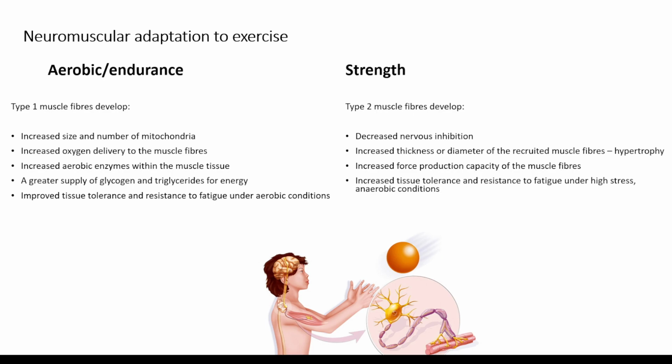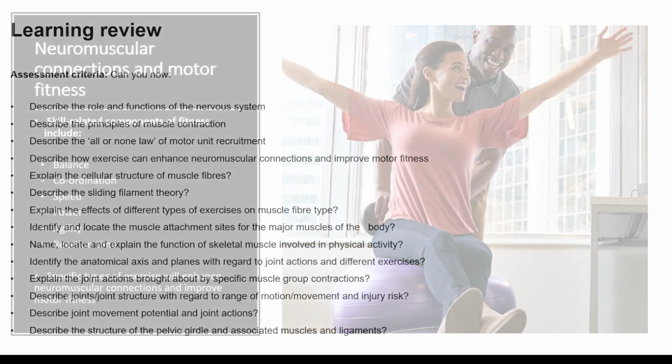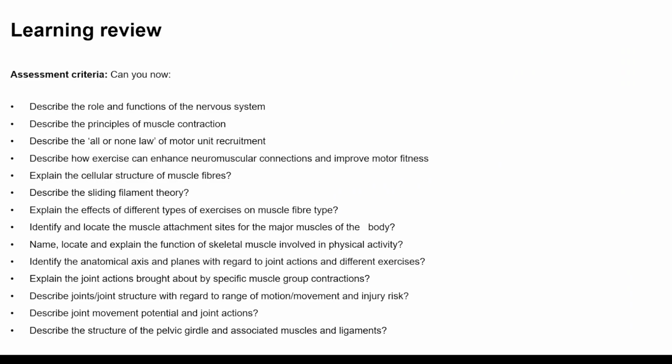If we're looking from a motor fitness point of view now, which is your skill related, things like your balance will improve, coordination, speed, power, your agility, your reaction time, because the more we repeat certain tasks, the more our nervous system gets better at stimulating muscles, contracting them to help you with your coordination, your balance, and these kind of skill related components of fitness. That is the end of your nervous system.